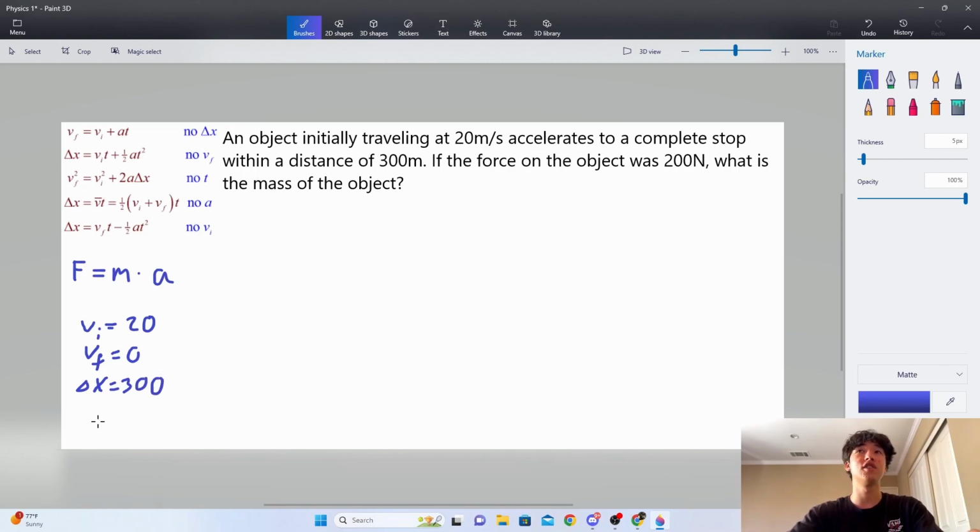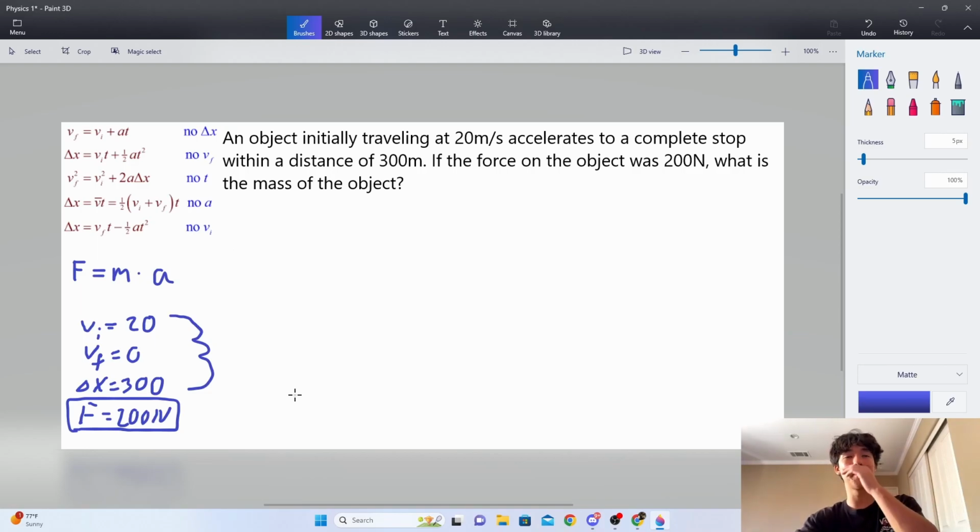If the force on the object was 200 newtons, what is the mass of the object? So basically what we have here is we have F, but we don't have mass or acceleration, but we're trying to solve for mass. So what do we need to find first? If we have force, we're trying to solve for mass, we need to find acceleration. So we use these numbers right here to find acceleration using kinematics.